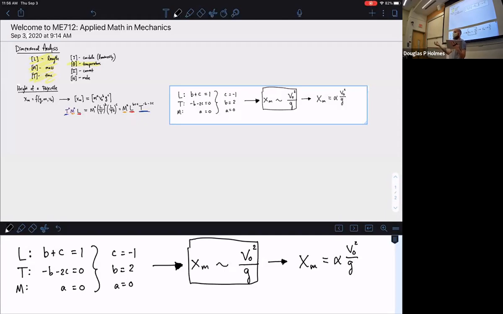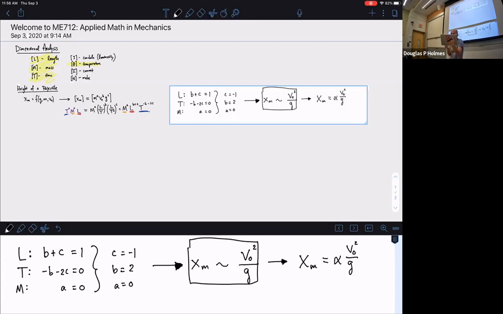Take a ball, throw it up in the air with some initial velocity, measure how high it goes, do it again at a different initial velocity, so double it. And our prediction says that if I double the initial velocity, I square that to 2, this is going to give me a prediction of how this would go.